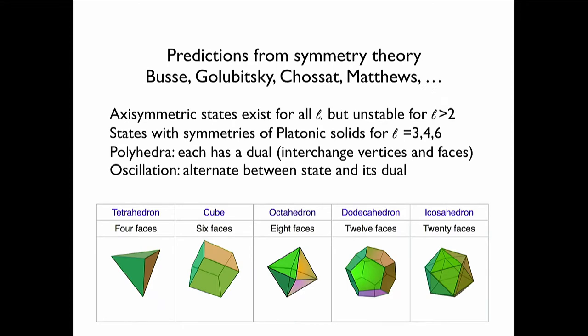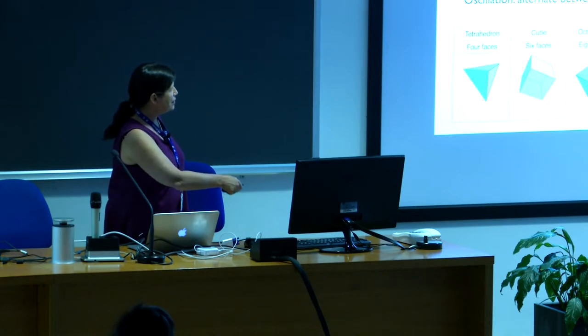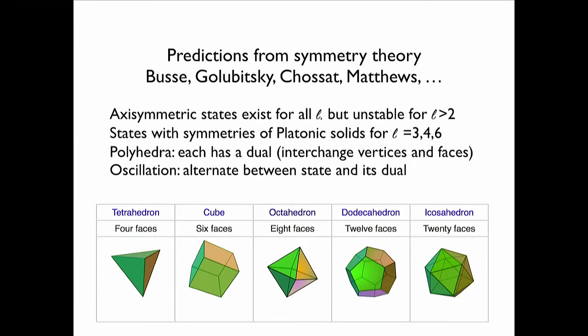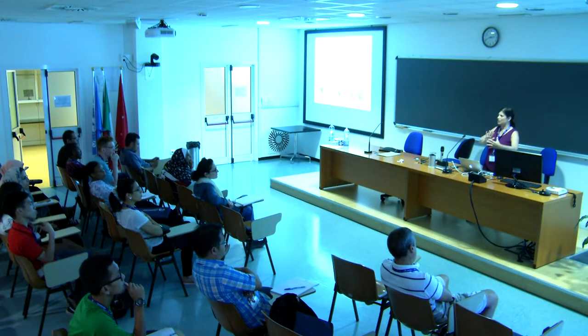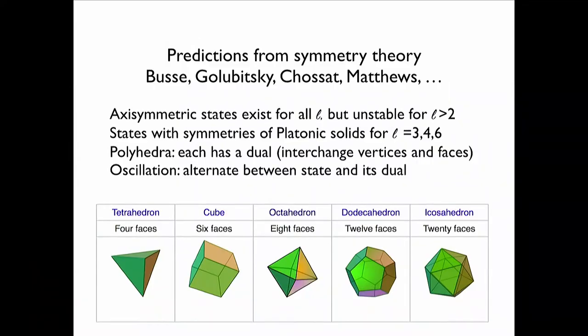You've heard perhaps of the platonic solids. Those are the five regular polyhedra with this many faces, and each polyhedron has a dual. I didn't know this before, but the dual of a polyhedron is when you turn each vertex into a face and each face into a vertex. So you see that the dual of a cube does not have six faces. It has six vertices, which are here, 1, 2, 3, 4, 5, 6.